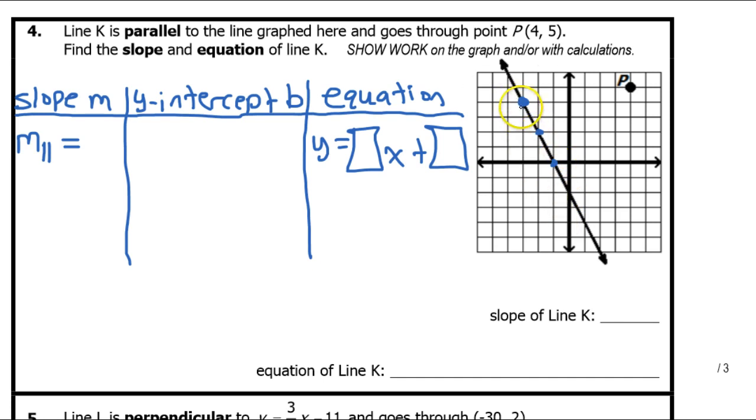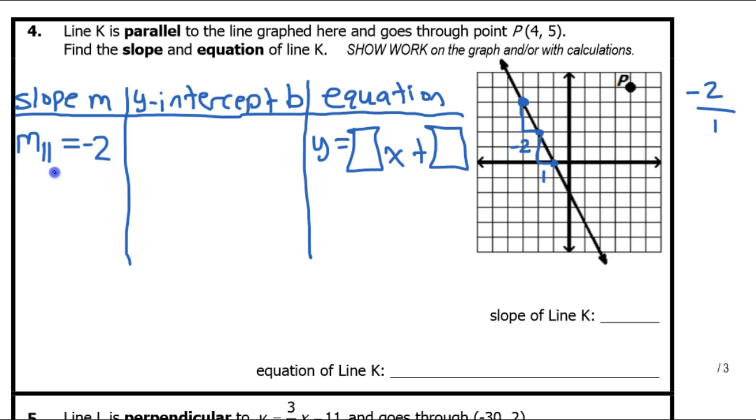As I go from point to point, rise and run, I'm going down to right 1, down to right 1. So the rise, more of a fall, is -2, and the run is +1. Okay, so when I say rise over run is -2 over 1, well, that is simply going to be -2. All right, that's the slope. That's the slope of this parallel line.